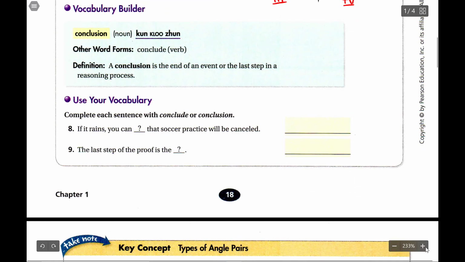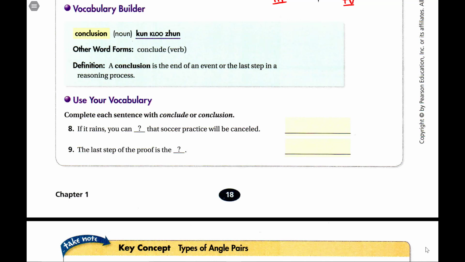This use your vocabulary portion, like I said, is sometimes a little bit unusual to throw in there, but we'll go ahead and complete this anyway. The word that we're using in today's vocabulary builder is conclude or conclusion, and the conclusion is just the end of an event or the last step in a reasoning process. So that applies a lot to proofs. And like I said before, we are not going to cover proofs. The state removed that from the curriculum for geometry. But we may introduce a few little things that have to do with proofs to get you an understanding and to help you prepare for more advanced math classes.